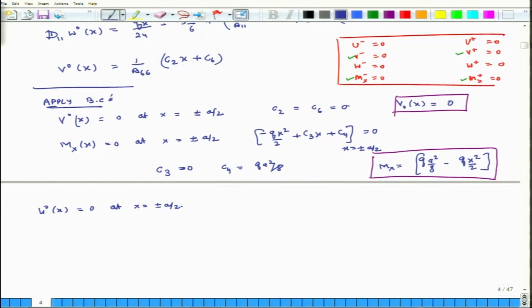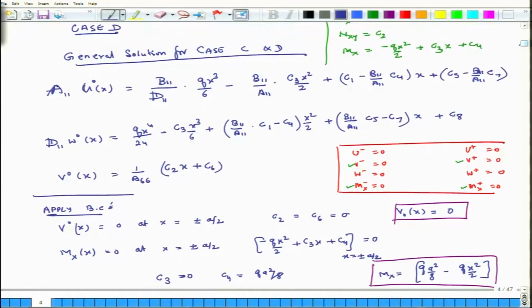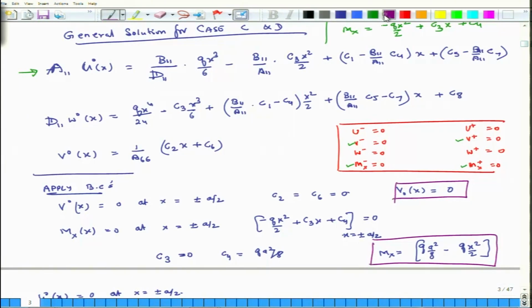So, if that is the case, the expression for u is this long thing, and if x is equal to 0 at plus minus a by 2, what we will find is that this term will be 0, okay. And also we have found that C3 is 0. So, this term also goes away.